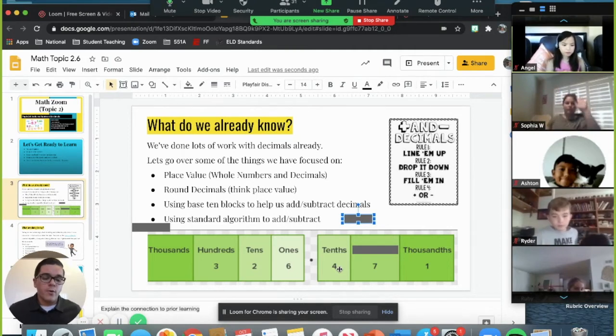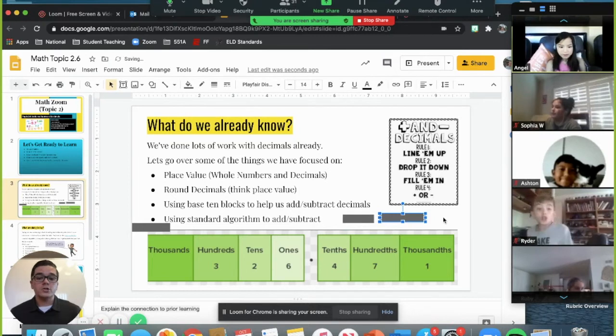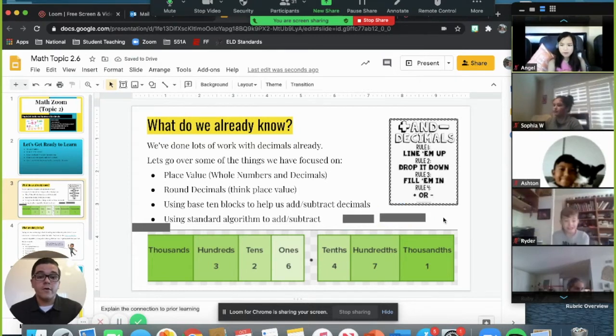So we got one more. I want everybody to unmute. Tell me what place value our 7 is in here. Everybody unmute and tell me. Hundredths. Good. So having the language down, talking about place value is very important. We've talked about that a lot already, but we're going to continue to talk about it, and it's going to help us as we continue to progress through decimals.